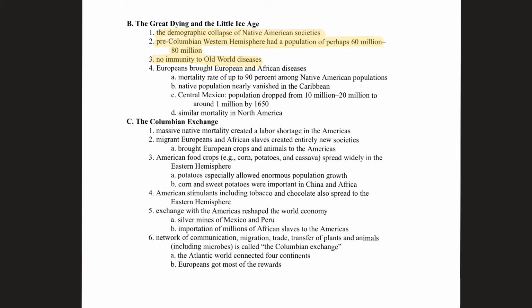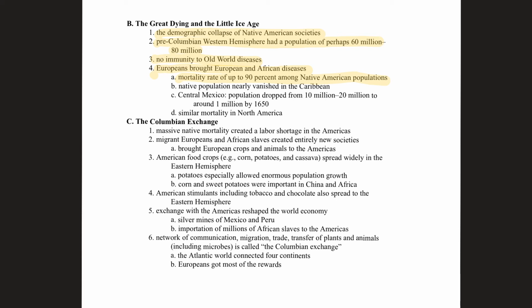So the Europeans are waltzing right in, granted with far superior military technology, but they're also bringing diseases that kill an absolutely huge percentage of the people. With the Europeans, these guys are going to bring not only European but also African diseases. The mortality rate is going to be up to 90% of the Native American population. So this 60 to 80 million is going to go down by 90%. You'll actually have some of the Caribbean islands where the mortality rate will actually be 100%.